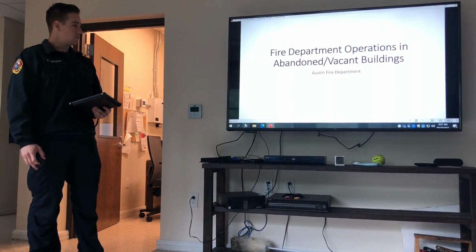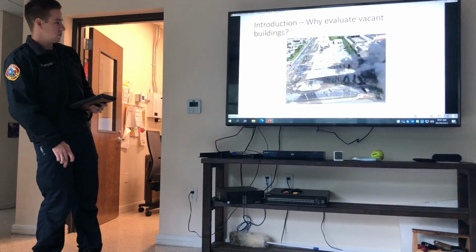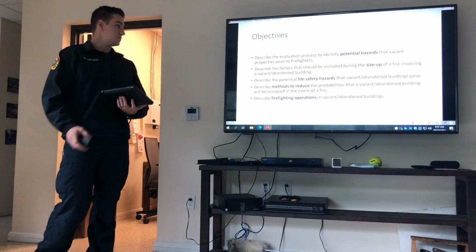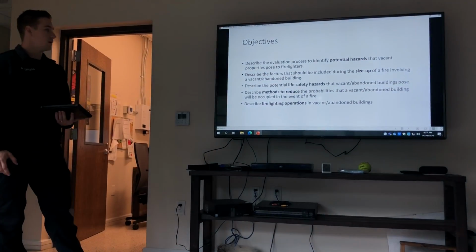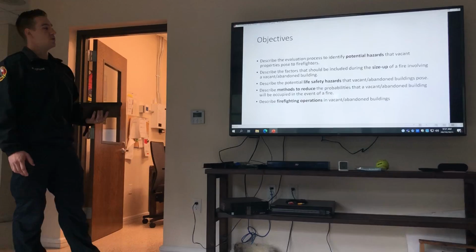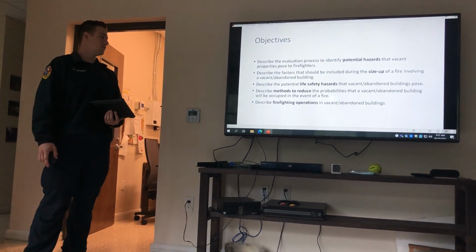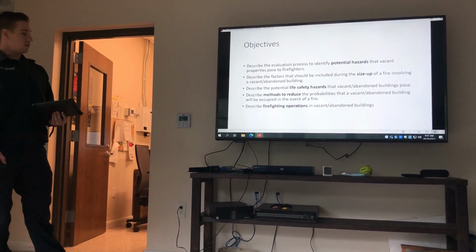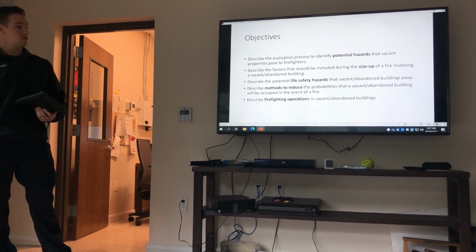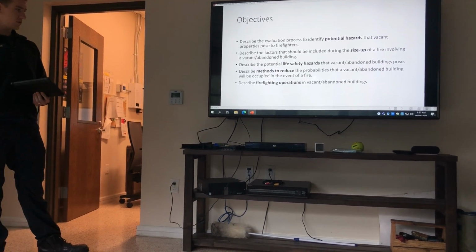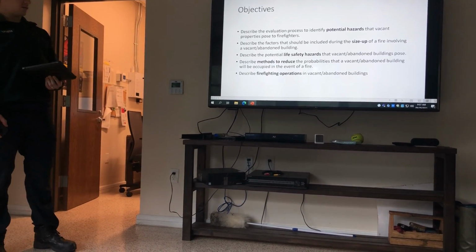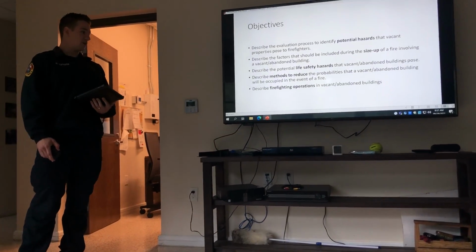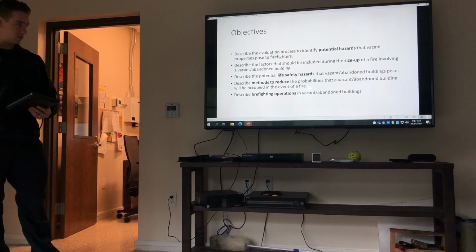Actually, we're going to talk about our objectives first. The objectives of this class are going to be to describe the evaluation process to identify potential hazards that vacant buildings pose to firefighters. We're going to describe the factors that should be included during our size-ups. We're going to describe the potential life safety hazards in those buildings during fires. We're going to describe methods to reduce the probabilities that vacant buildings and abandoned buildings will be occupied. And we're going to describe our firefighting operations in vacant and abandoned buildings.